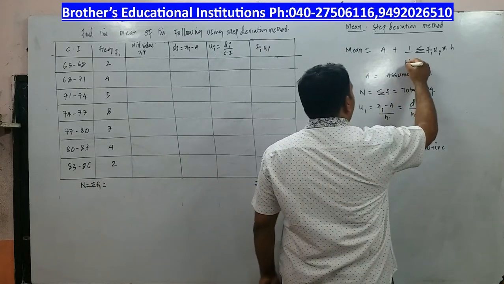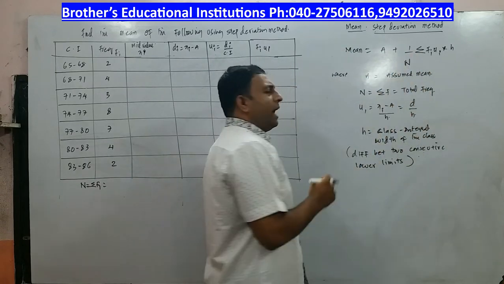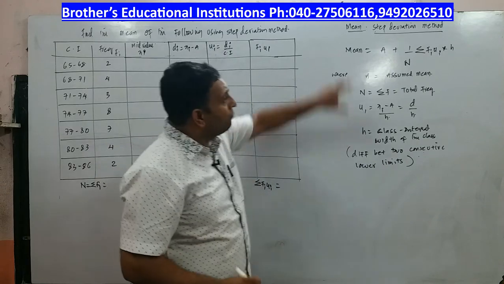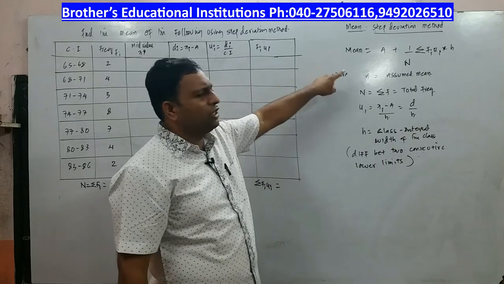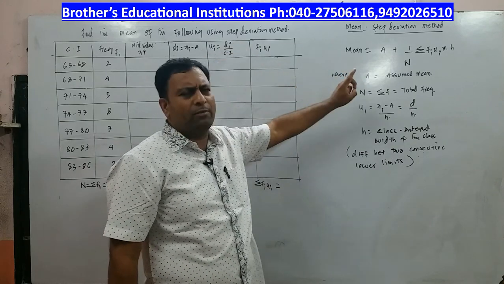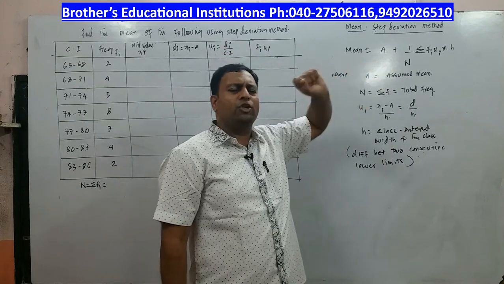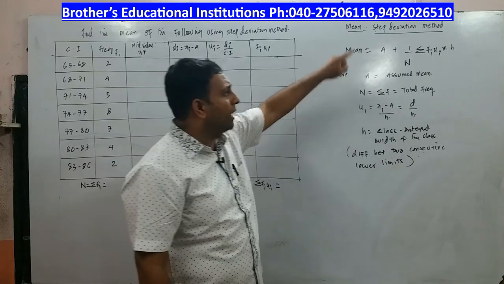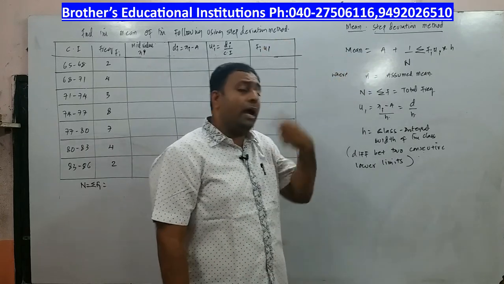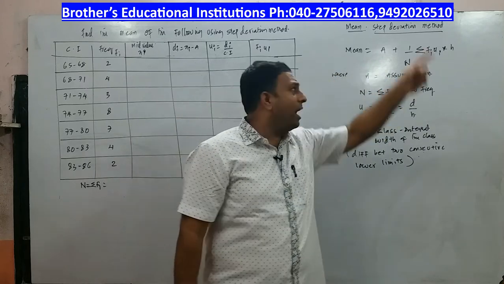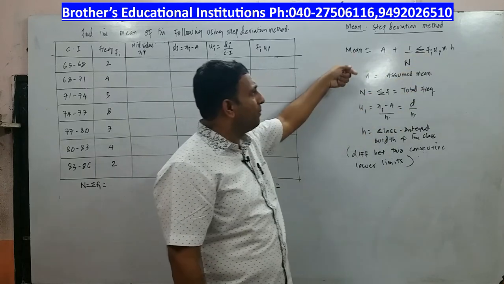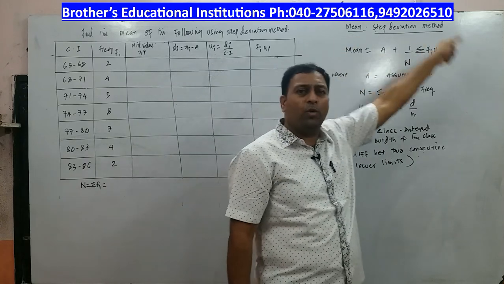Learn the formula by heart. I am sure once you learn the formula by heart, things will be very simple. The formula is complicated, but problem solving is very easy. And my dear children, this is a very important formula and short question in your board exam. So write this formula at least 20 times and learn it by heart. Say mean is equal to a plus 1 by n sigma fi ui into h. A plus 1 by n sigma fi ui into h.